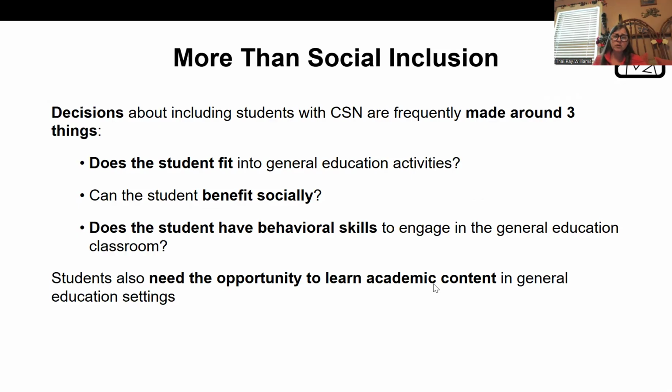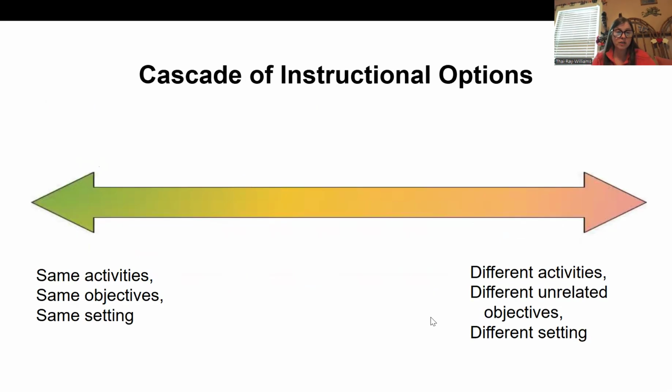But what we want to make sure that we recognize is that students also need the opportunity to learn that academic content in a general education setting. So think about what your students would have learned, how their experience would have been expanded, and what content they would have been exposed to and possibly learned if your science lesson was taught in a general education setting with their general education peers.